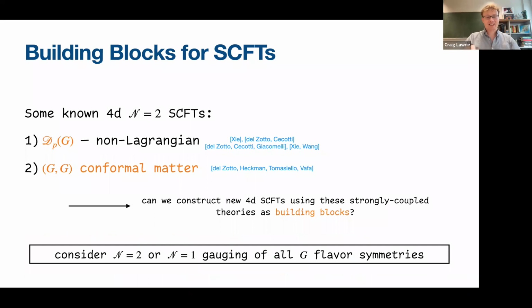Okay, so I take these two building blocks and I ask, can I construct some 4D SCFTs using these theories as building blocks? And I can think of one way of doing that, which is I take a whole bunch of these things. There's a whole bunch of G flavor symmetries coming from both the DPG theories and the conformal matter theories. And I say, hey, can I gauge all of these G flavor symmetries together? That's certainly a problem that I can pose. You might ask, why is this an interesting problem? But I'd like to answer that once you see the answer, you can see why it's an interesting problem.